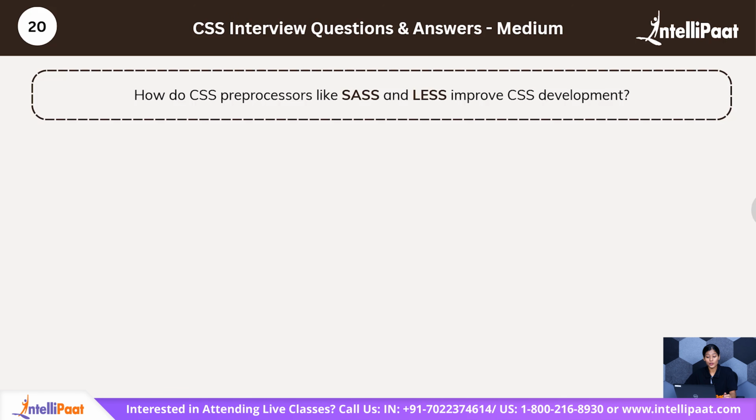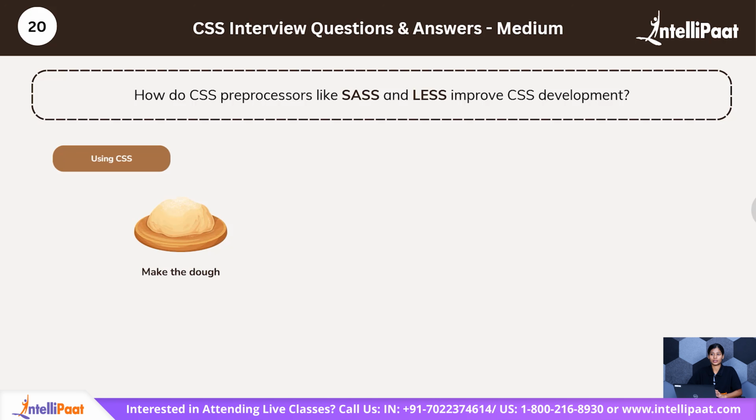How do CSS preprocessors like SASS and LESS improve CSS development? The easiest way I can make you understand is this: if you're trying to make a chapati with just plain CSS, then you have to make the dough initially, manually, yourself.